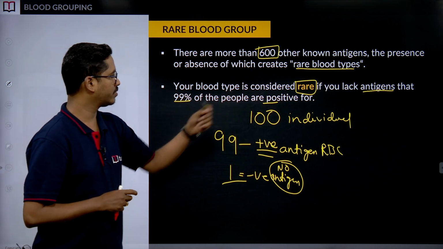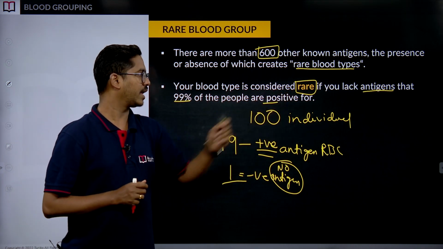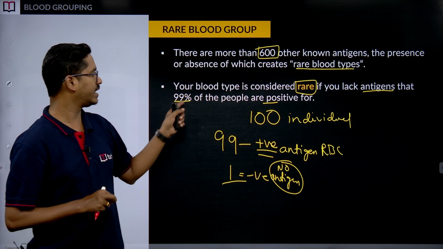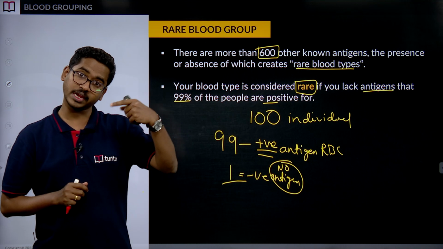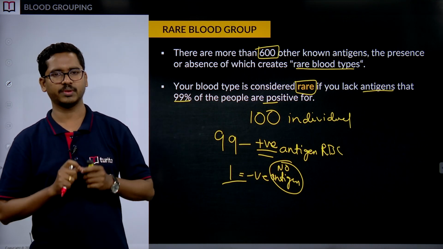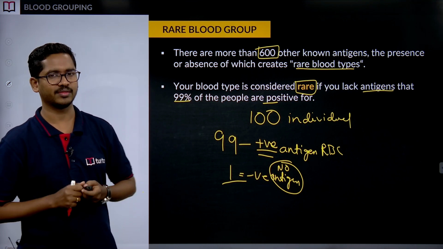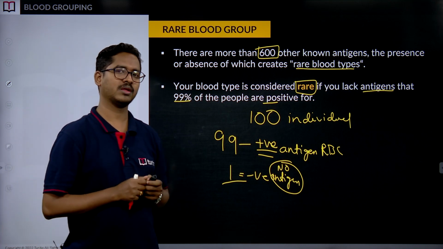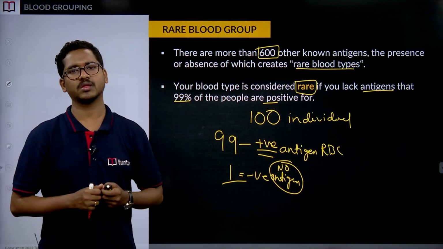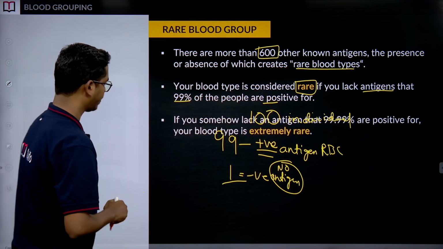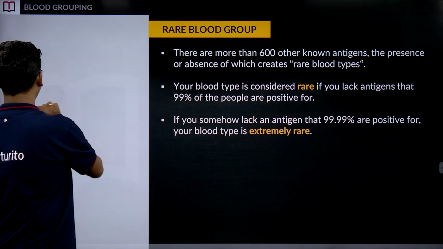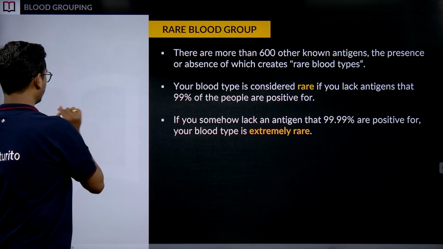So, your blood group type is considered to be rare if you lack antigens that 99% of the people are positive for, that is only for that particular antigen. It is very simple. What happens, or how do we consider that an individual's blood group is extremely rare? That is what you see here. So, just a math change here, nothing so difficult.